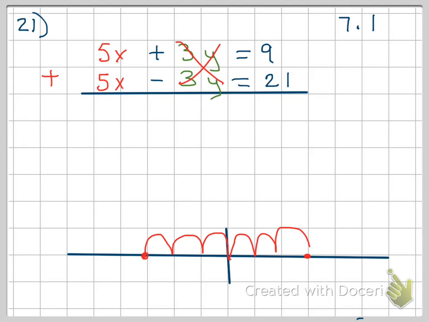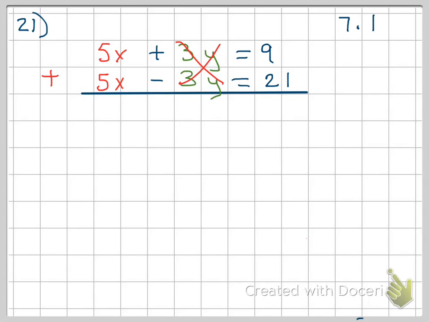You could have done subtraction, because if you look at 5x minus 5x will do the same thing. It will get you at 0. But I chose to eliminate y first by just adding these two equations together. So 5x plus 5x gives me 10x. Bring down my equal. And 21 plus 9 gives me 30.